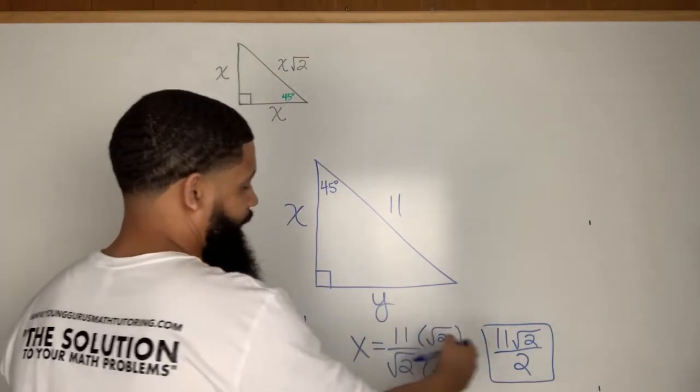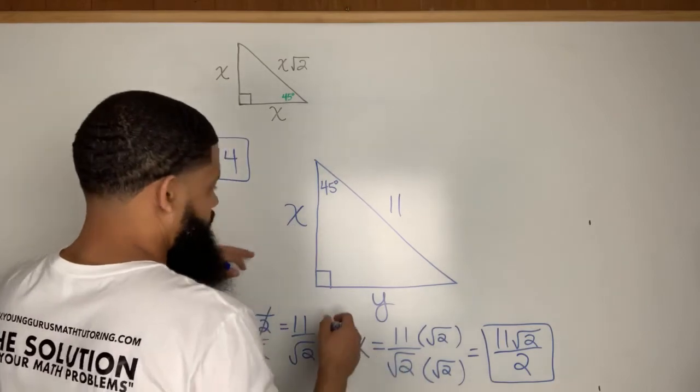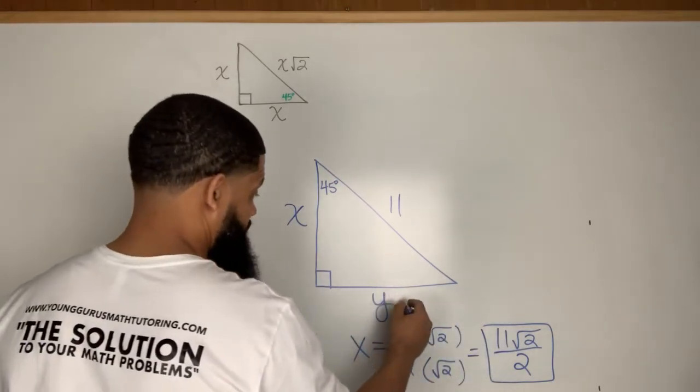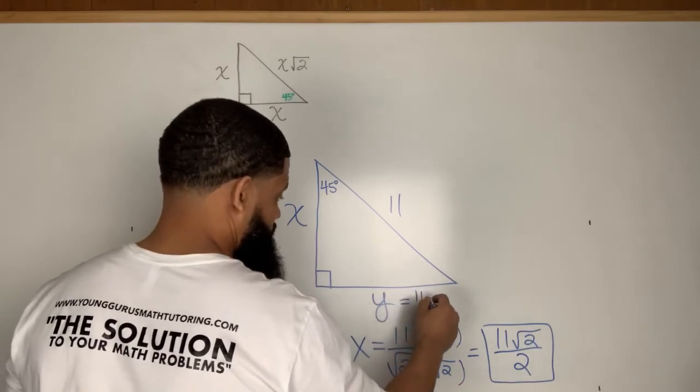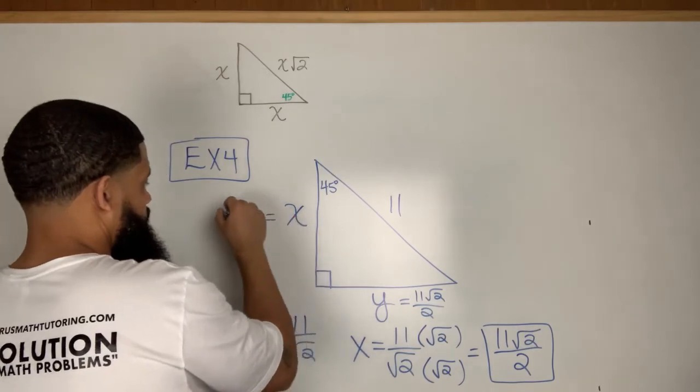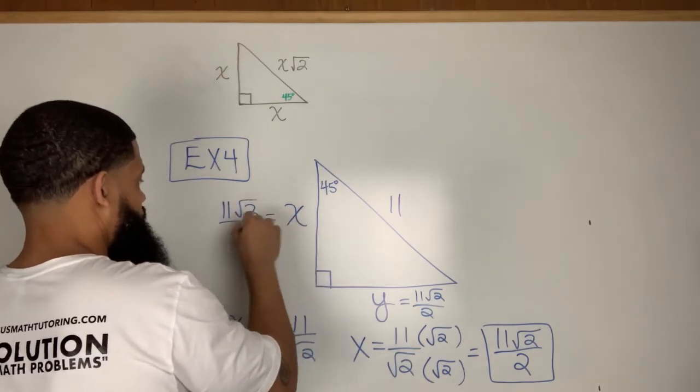So now I know that this leg is equal to 11 times the square root of 2 over 2, and this leg is equal to 11 times the square root of 2 over 2. All right, so that's the same thing. 11 square root of 2 over 2.